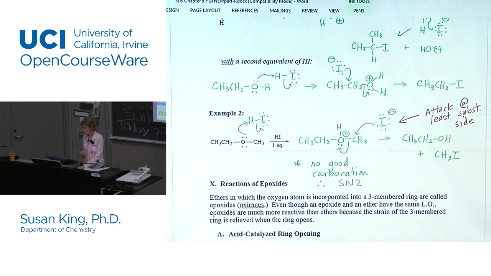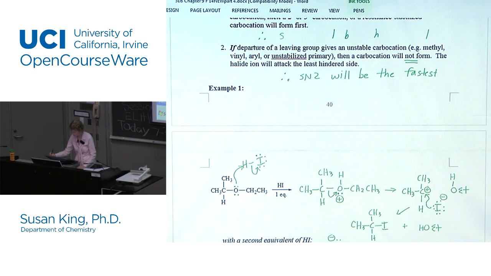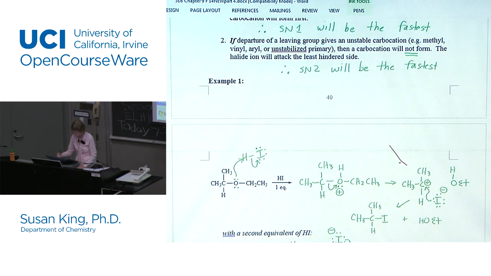I want to say that, and I also want to go back up here and make a little note about watching for carbocation rearrangements. And that's what we're going to do anytime we make a carbocation, especially a secondary one.